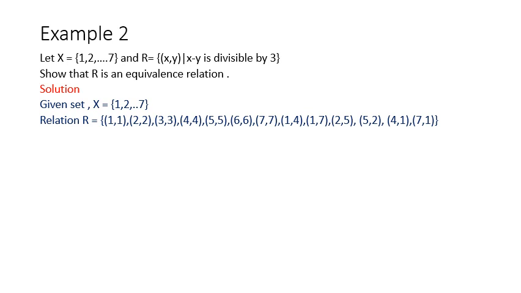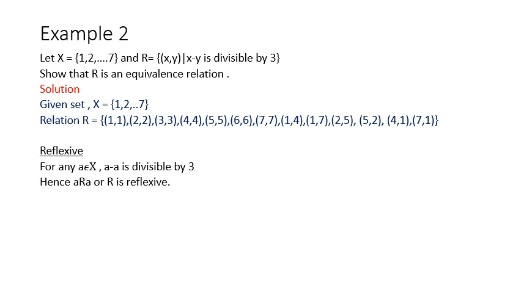Now let us check the reflexivity. See, for each element of X, what are the elements? 1, 2, 3, etc. up to 7. Okay, so we can see the ordered pairs (1, 1), (2, 2), (3, 3), etc., up to (7, 7). Okay, that means the relation is reflexive. Therefore, we can generalize it and write for any a, an element of X, a minus a is divisible by 3. Hence, a is related to a, or R is reflexive.